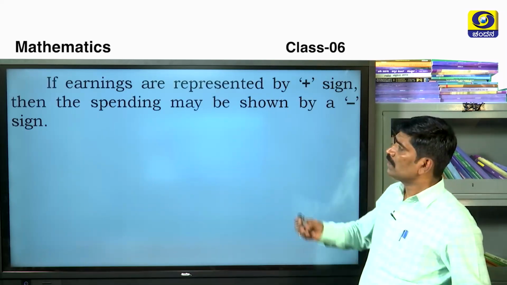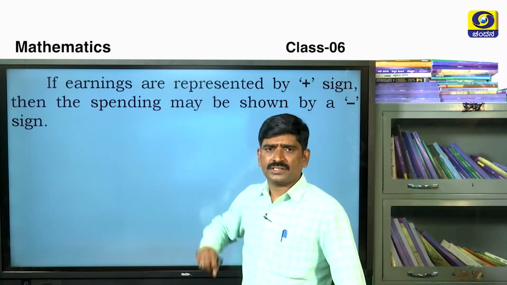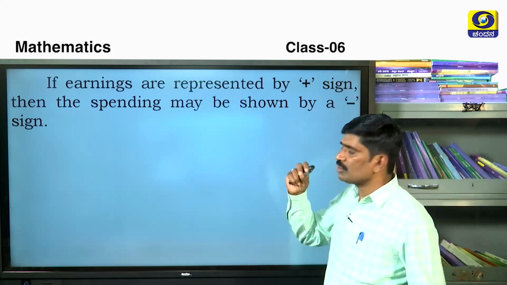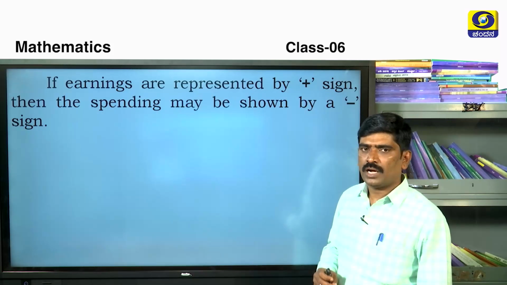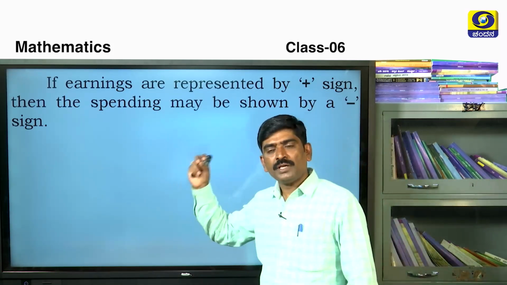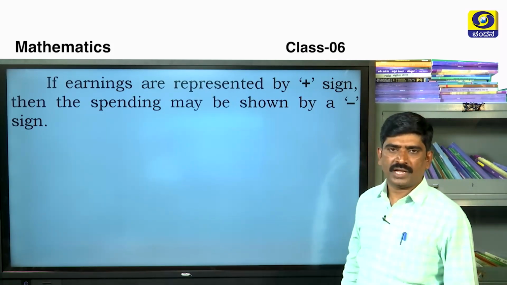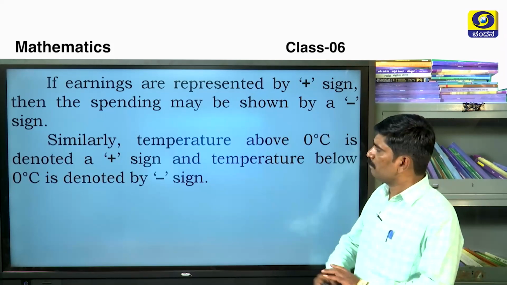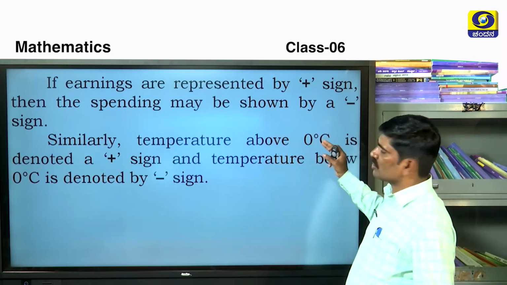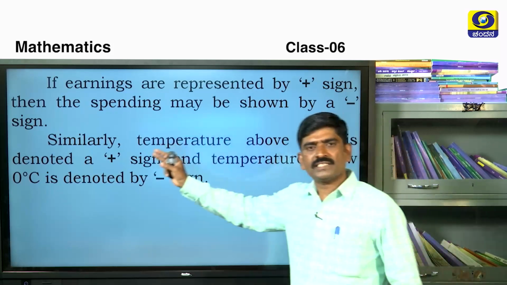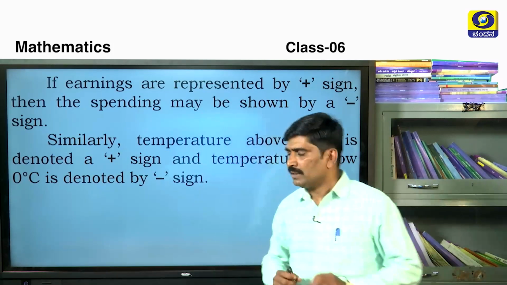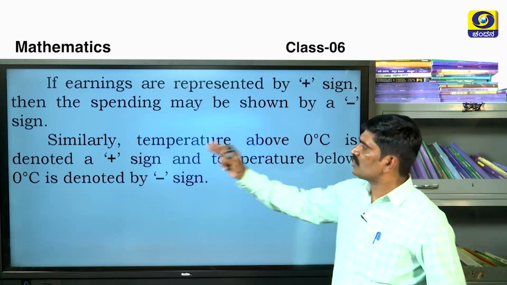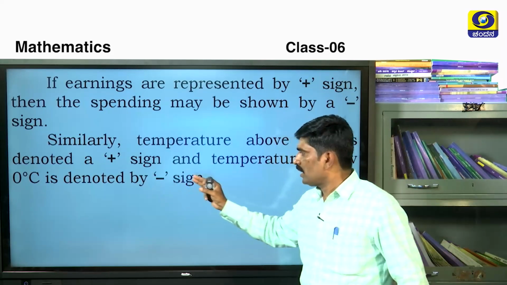Then, if earnings are represented by a positive sign, then spending may be shown by a negative sign. Similarly, a temperature above 0 degrees is denoted by a positive sign and a temperature below 0 degrees is denoted by a negative sign.